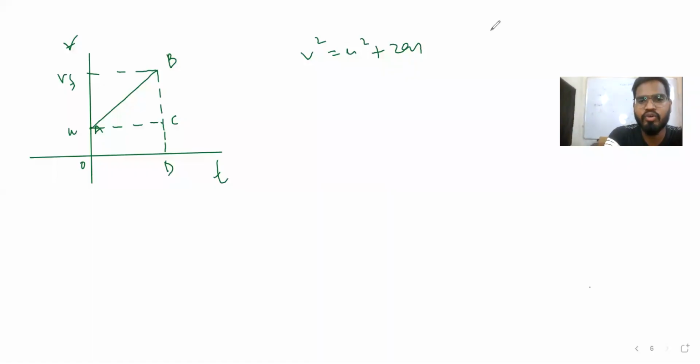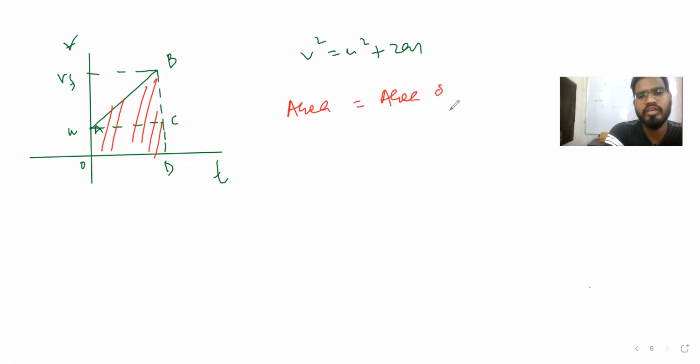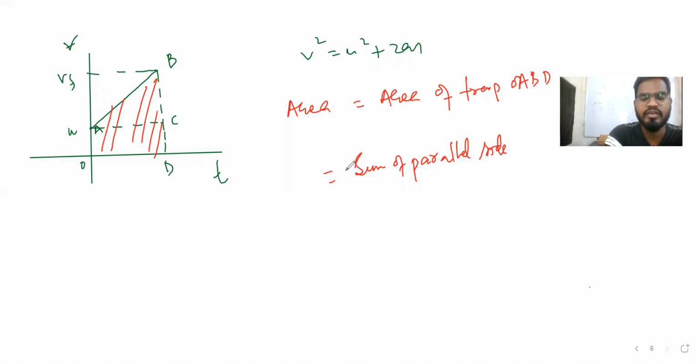We can say here one more thing: the area under this, right? We can write area is equal to area of a trapezium. Trapezium is OABD. That's it. Area of trapezium is sum of parallel sides into height.